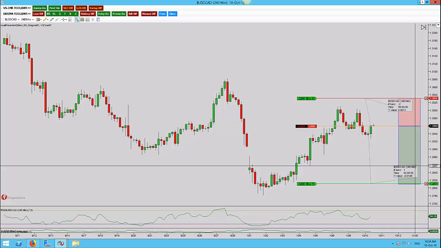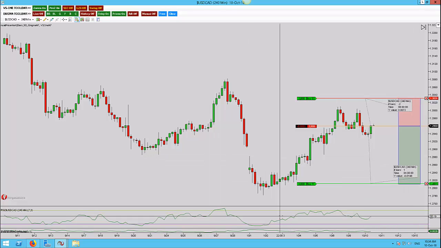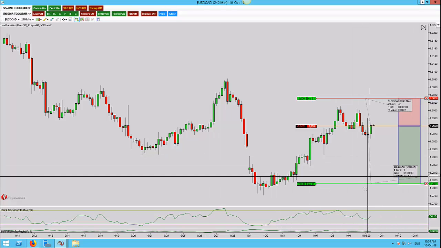We'll come back in probably a few days time, maybe next week now, and get an update on this trade, or even potentially see it hitting targets.